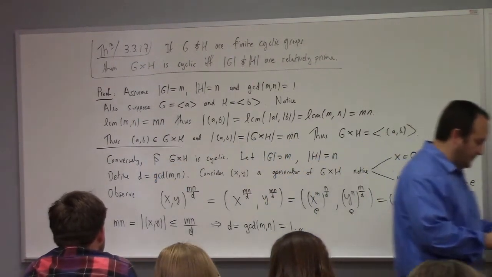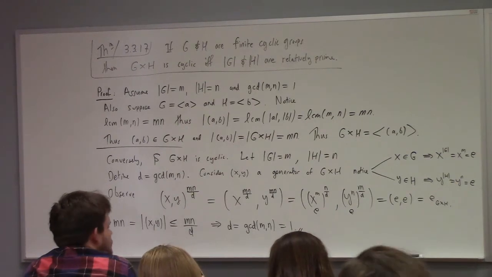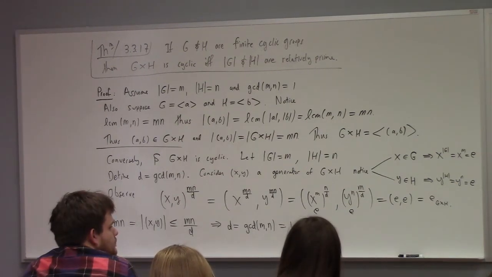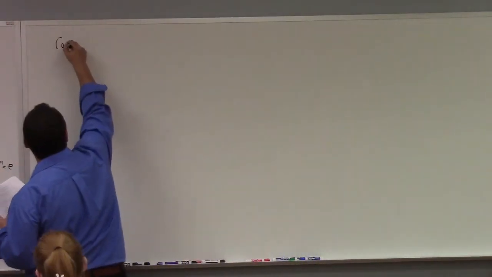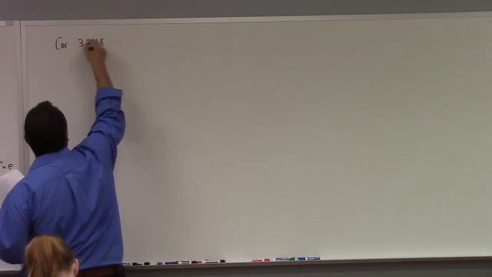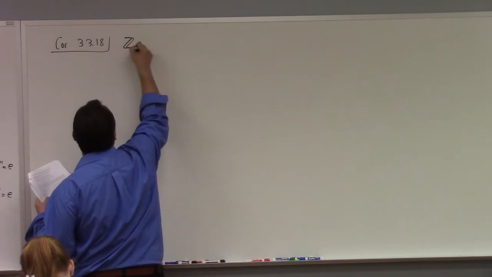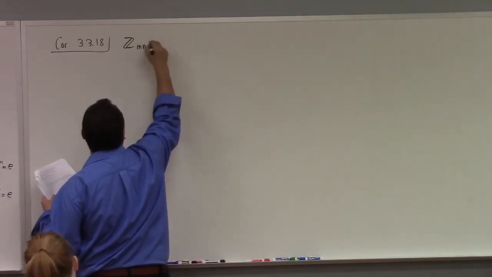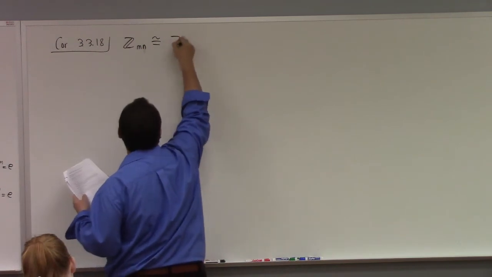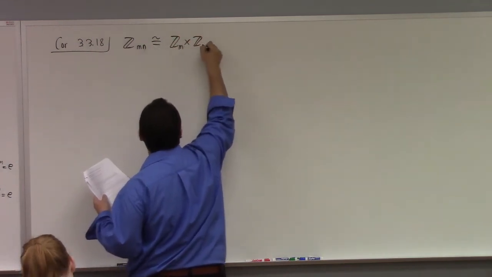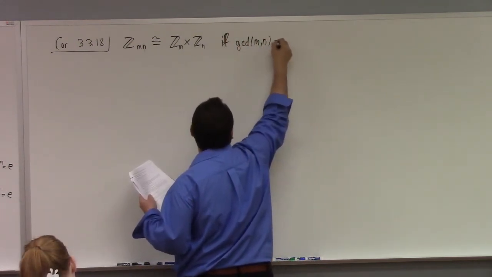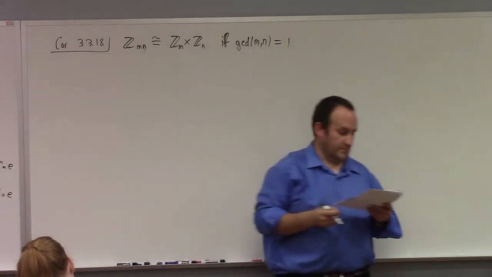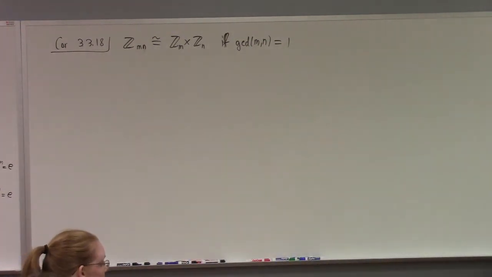So that is the proof of theorem 3.3.17, which is the base of much of our logic in problems that we do in this course, yeah? So a corollary to that, which is worth writing down again, is that Z_mn is isomorphic to Z_m cross Z_n if and only if m and n are relatively prime. The proof is just to apply the theorem we just proved. All right?